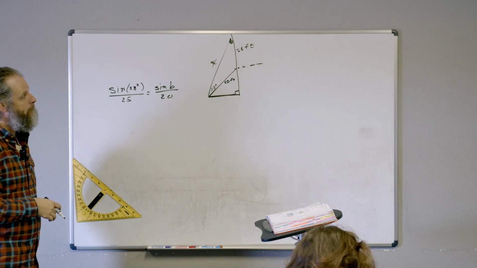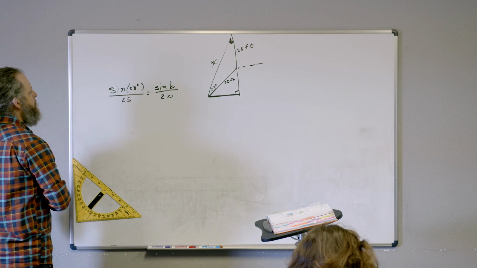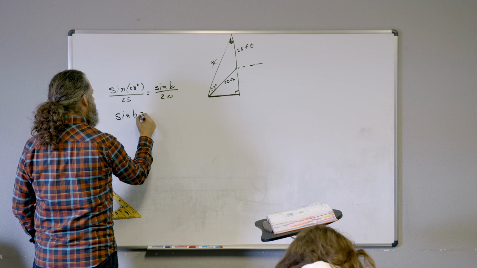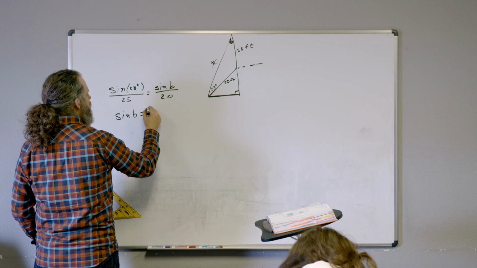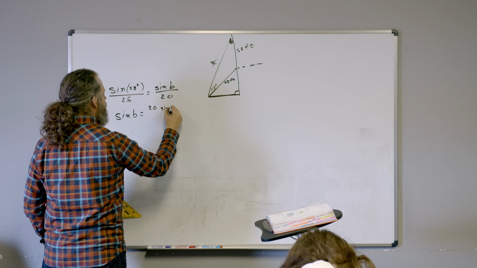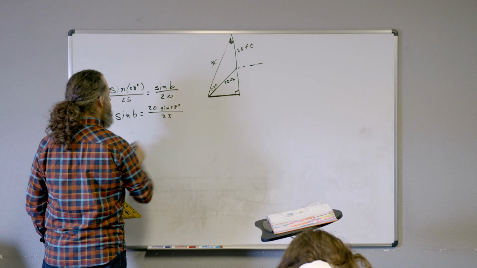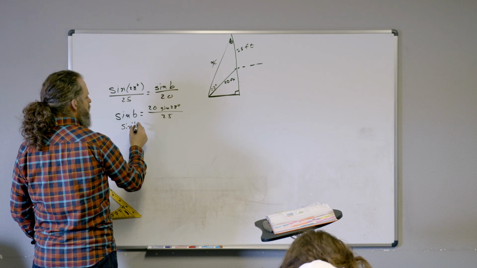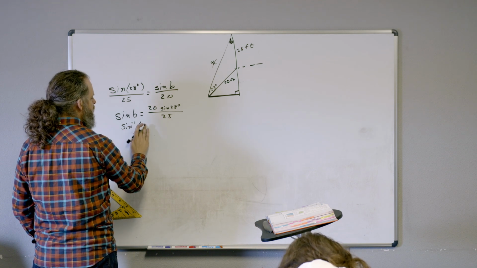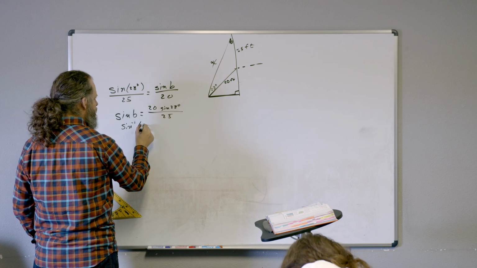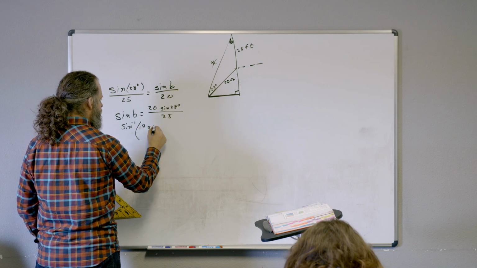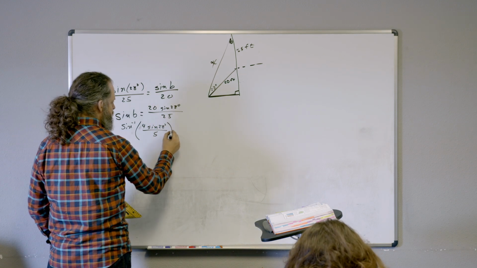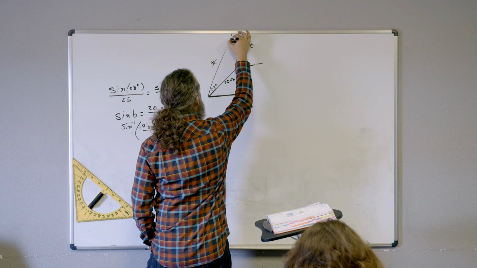We could find that angle, which would let us get the other angle, right? So it'd be 20 sine 28 over 25. Sine of B equals 20 times the sine of 28 degrees over 25. So the inverse sine of, well, that could get reduced to 4/5. 4 sine of 28 over 5 equals B, right?